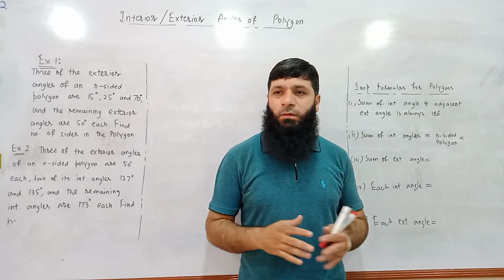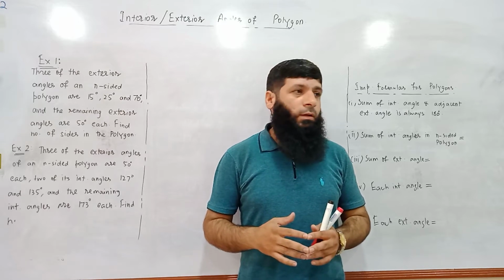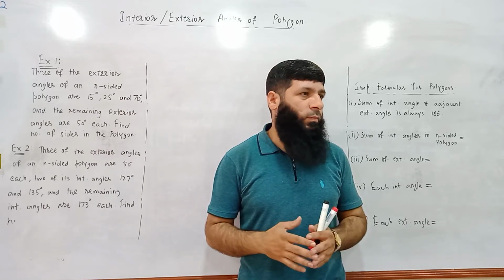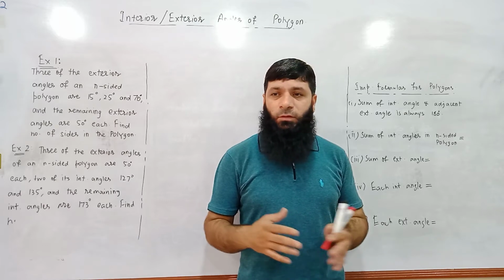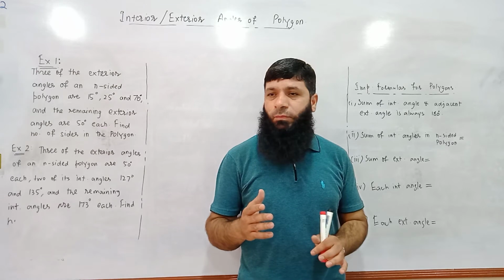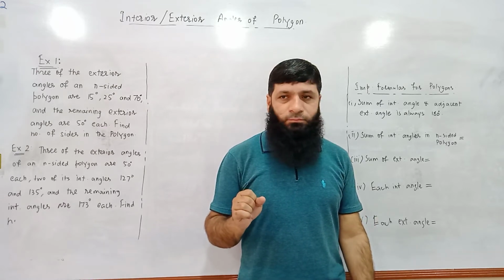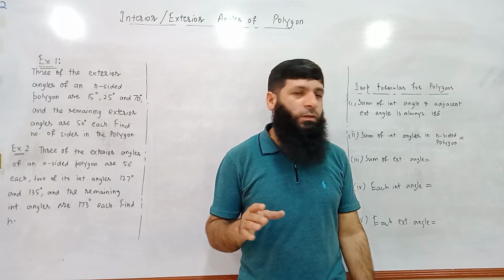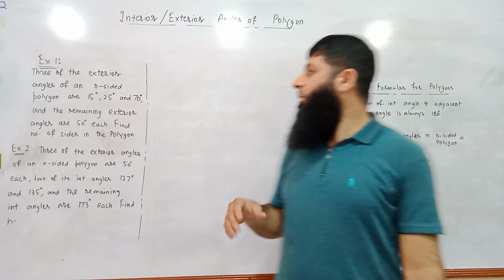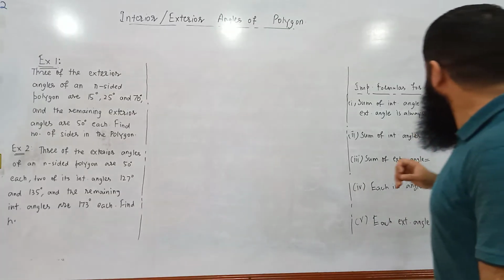You can have some types of quadrilaterals like a square, rectangle, parallelogram, rhombus, trapezium. All these shapes are four-sided polygons. Similarly, a five-sided polygon is a pentagon, and a six-sided polygon is a hexagon. Now we have some important expressions for polygons.